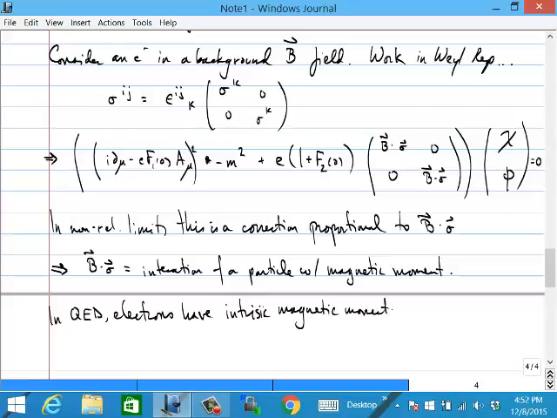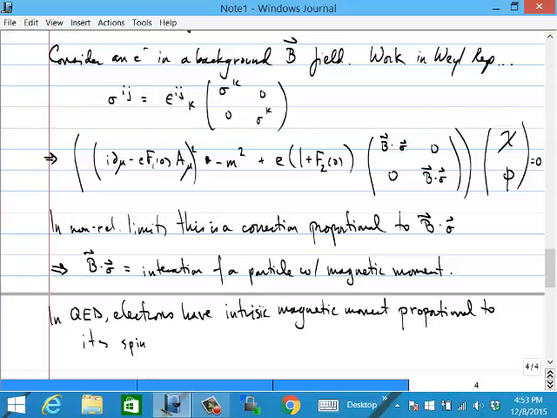And in particular, it's proportional to sigma. What is sigma? Sigma is the spin of the electron. So the magnetic moment of an electron in quantum electrodynamics is proportional to its spin. This is an incredibly important thing that we've observed about quantum electrodynamics. It's kind of amazing, actually.